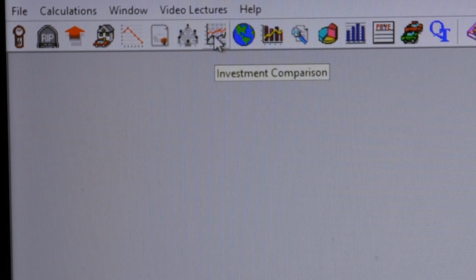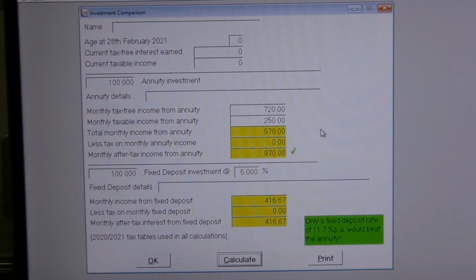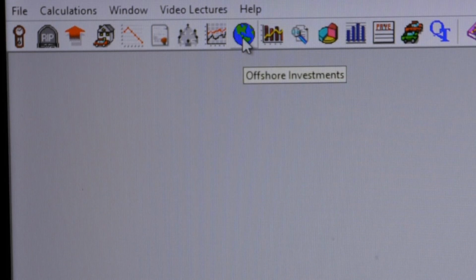This icon opens investment comparisons between fixed deposit and annuities. This calculator compares investing a capital amount into a fixed term annuity and a fixed deposit. The calculator shows which is the best option, including with tax implications if applicable. This icon opens a calculator to compare offshore and local investment returns.